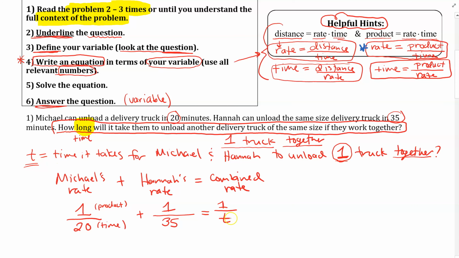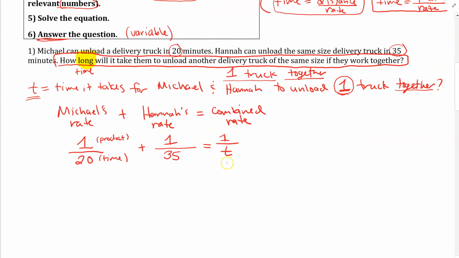I don't know how long it will take them to do it together. So that's the variable. But I know that if I add Michael's rate with Hannah's rate, it'll equal their combined rate. So what we have here now is a rational equation. I've got T in the denominator. So I'm going to solve this with the methods that we had learned in the Skill 7 video. I'm going to start by finding the LCD of all the denominators. So it might help if I look at their factors. So I know 20 can break into 5 times 4, and then 4 can go further into 2 and 2.